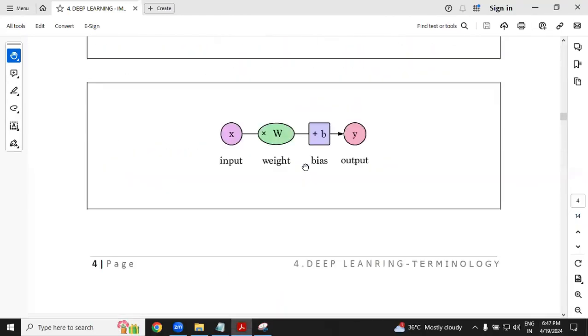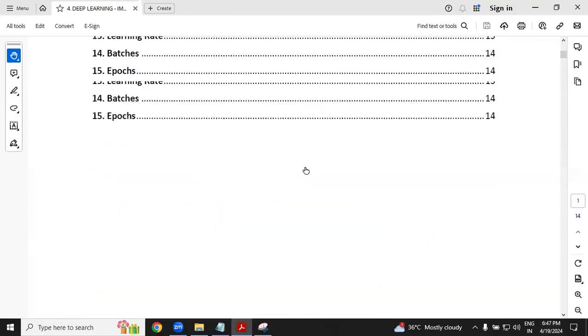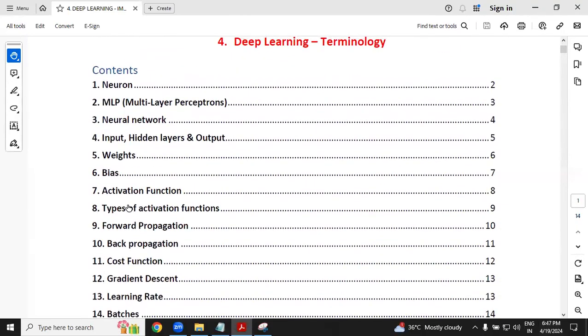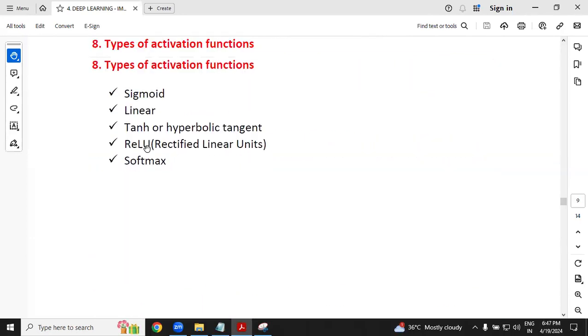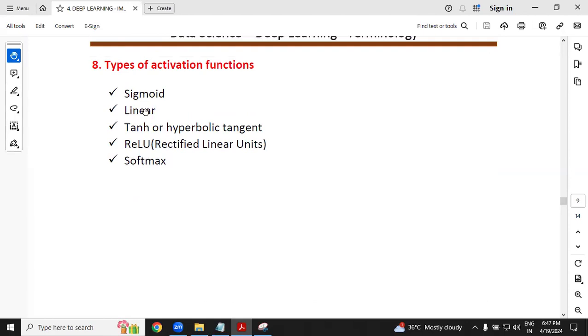Total 15. And here we have the types of activation function. We have different types of activation function: sigmoid, linear, tanh.